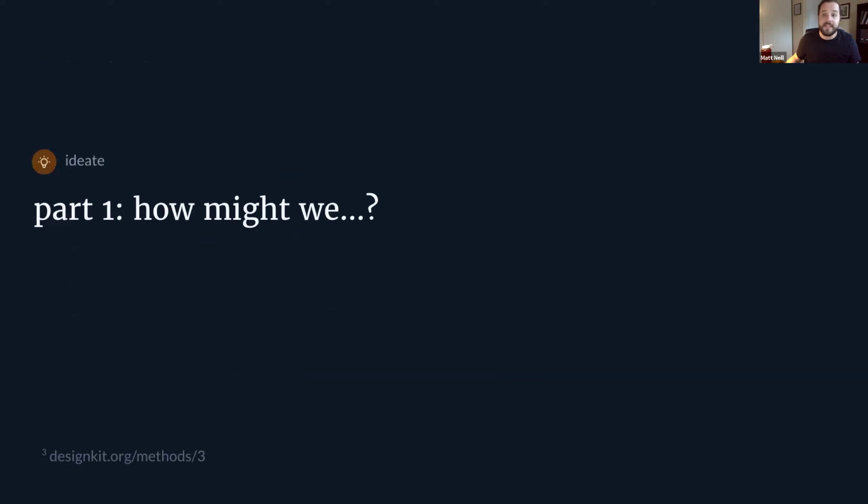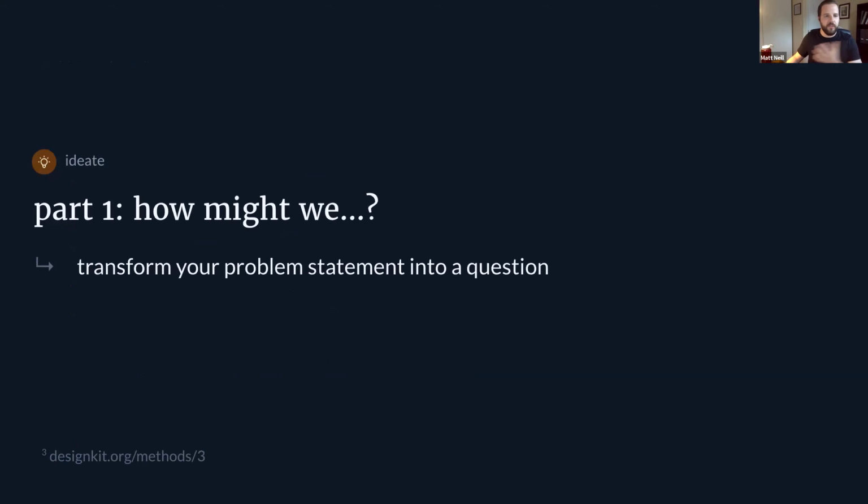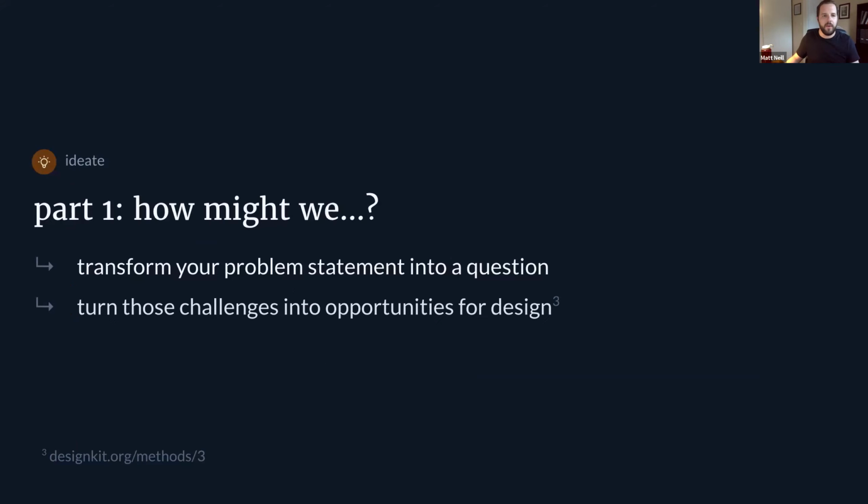For this step, you can actually break it down. There are a few different ways that you can approach the ideation step. I like breaking it down into 2 separate parts. Part number 1 is defining what we call a how might we question. What that does is it takes our problem statement or our set of problem statements and reframes it as a question. And really what this is prompting us to do is think of ideas that we could solve with some sort of design.